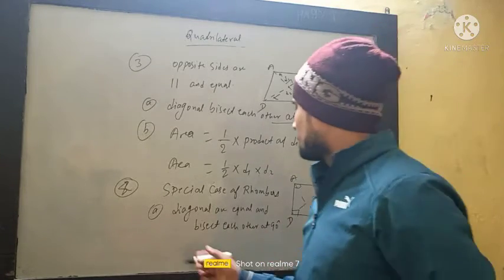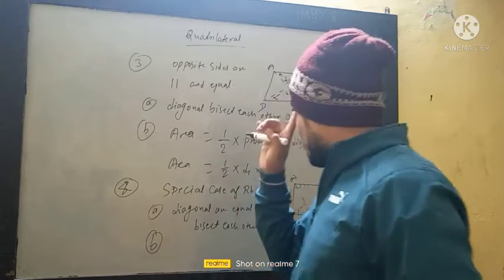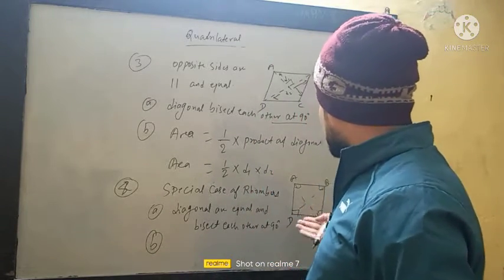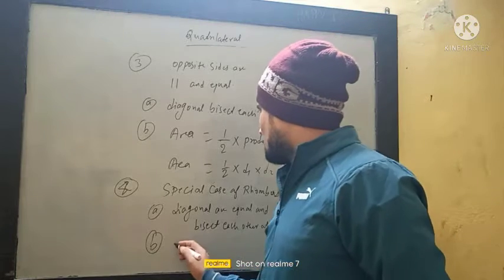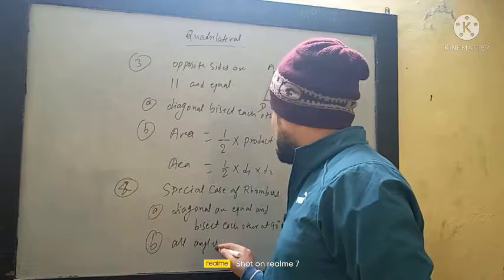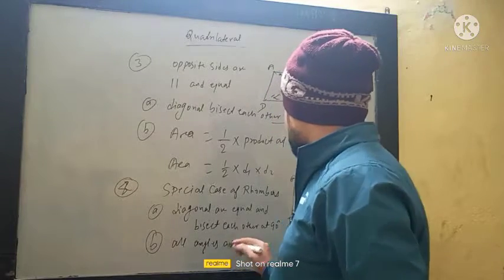You can correlate it. If we talk further about it, the diagonals are equal and bisect each other at 90 degrees, and all angles are 90 degrees. Obviously, all angles are 90 degrees.